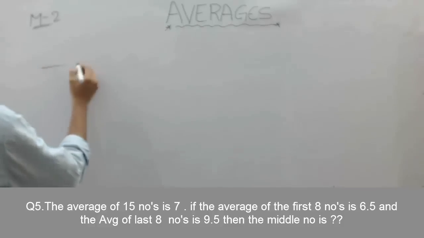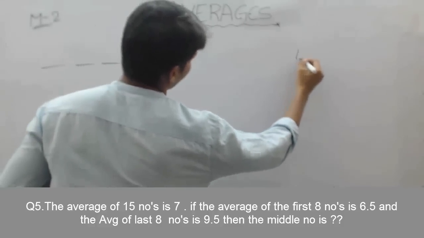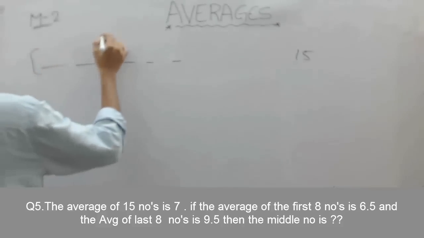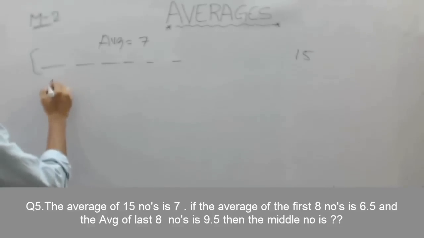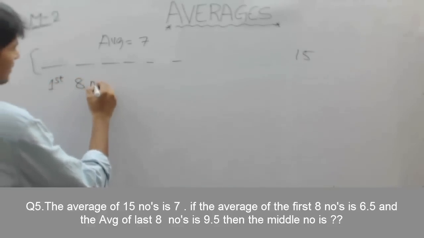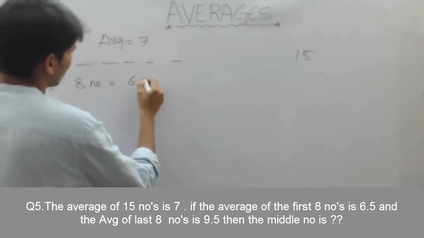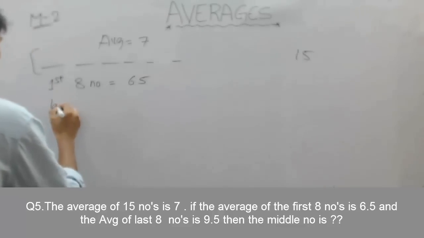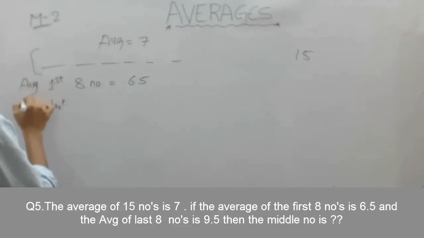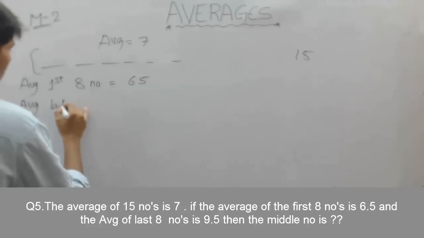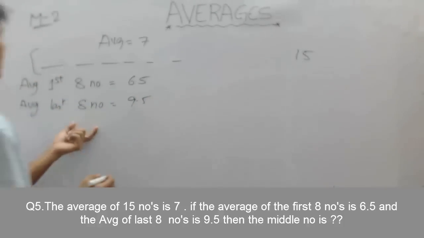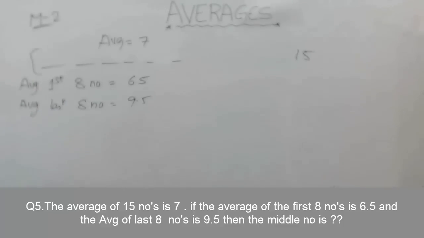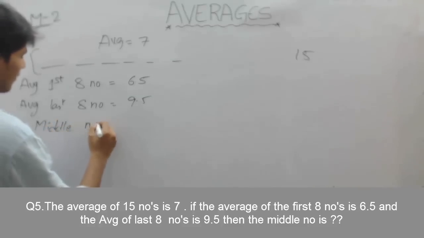here he has given 15 numbers: 1, 2, 3, 4 up to 15. So the average of 15 numbers is 7 but the average of first 8 numbers is equal to 6.5 and the average of last 8 numbers is equal to 9.5. Now he has asked us to find the value of the middle number. Now what will be the value of the middle number?